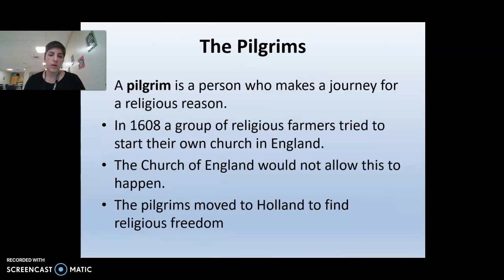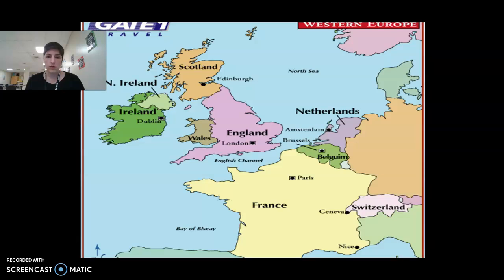The Pilgrims. A pilgrim is a person who makes a journey for a religious reason. That is why we call them pilgrims. They came over from England. A lot of them had a pretty significant religious background, and they decided to make colonies here for themselves. In 1608, a group of religious farmers tried to start their own church in England. The Church of England, if you notice it's in capitals, because that's what it was, would not allow this to happen. The Pilgrims decided to move to Holland to find religious freedom.